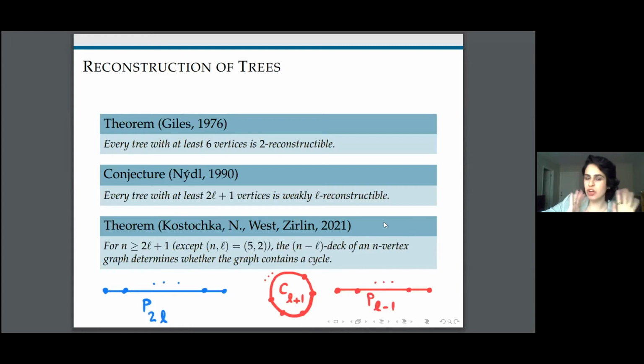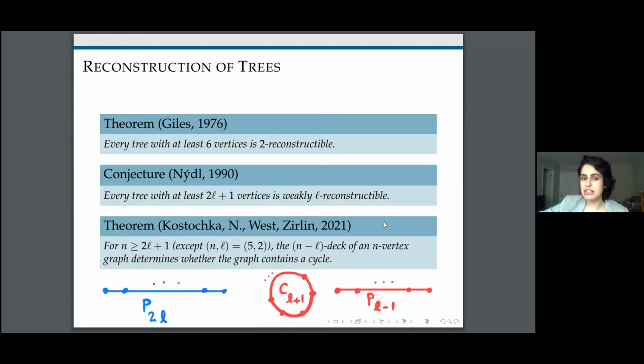So we're going to talk about reconstruction of trees for a second, because mainly in this project, we focus on whether we can tell from the deck if the original graph had a cycle or was acyclic. And trees are just the connected acyclic graphs. So we do know that every tree with at least 3 vertices is 1-reconstructible. I think there's actually a somewhat short proof for that.